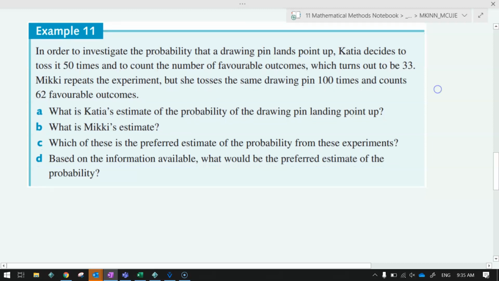All right, example 11. So this will be 10C already. 10B is really basic stuff you can do. 10C is now just using that past history, the relative frequency, to estimate probabilities. You're going to be fine with this too.